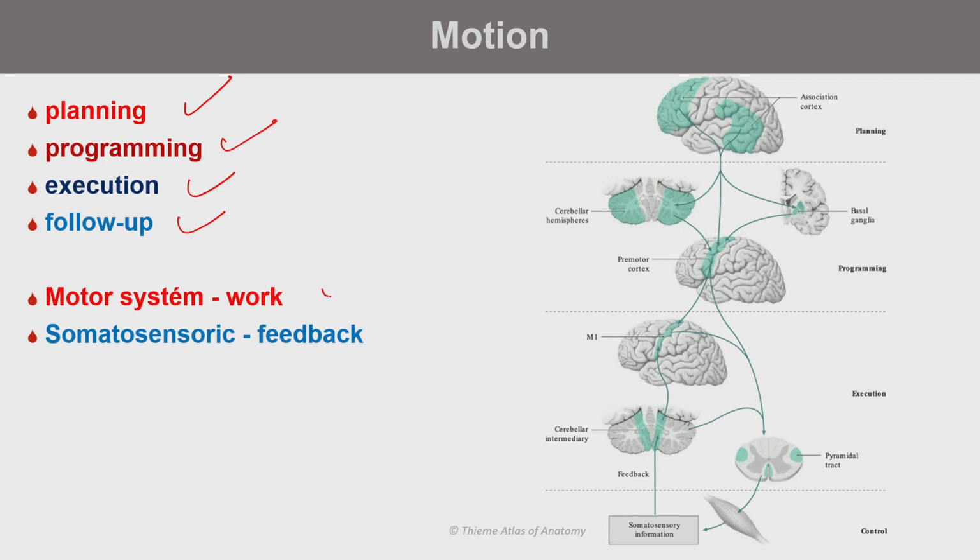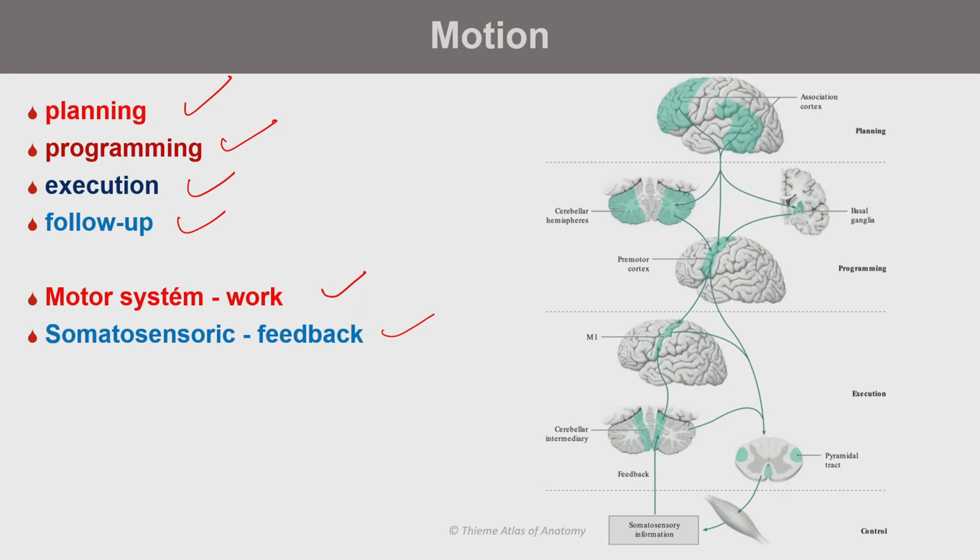So then we have two systems which are partially acting during motion. So it's a motor system. Motor system is the executive part, and the somatosensoric is a feedback part. So those two are in the middle and third part of the motion. The first one, the planning and programming, is typically done by the central nervous system in the brain.